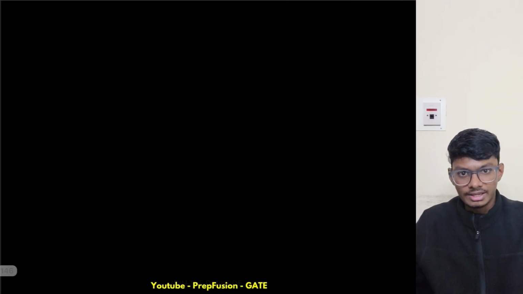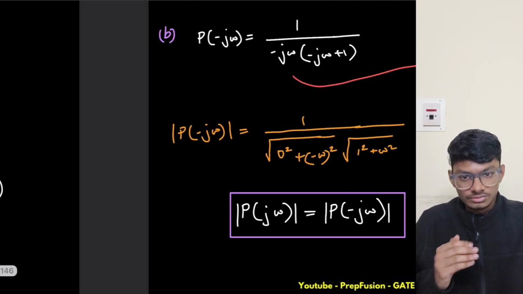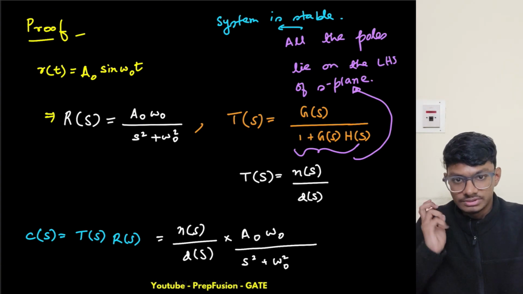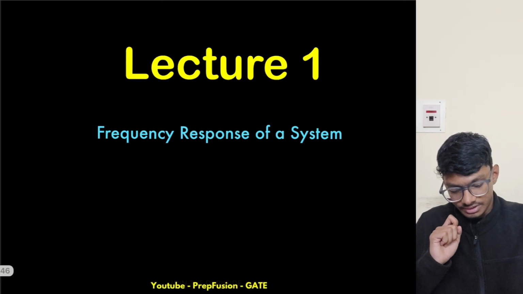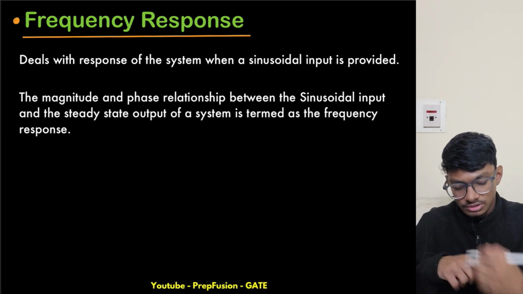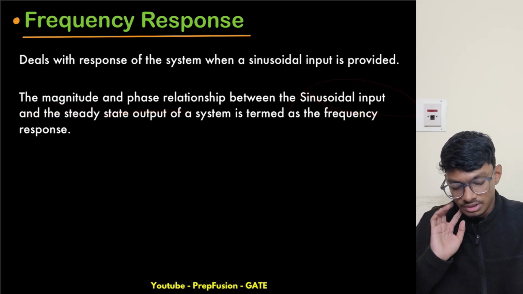So what was the main aim of this lecture? Basically to understand what frequency response is. Frequency response is the steady state response when we give a sinusoidal input to the LTI system, right? It deals with the response of the system when a sinusoid input is given. Now we got to know that there is a magnitude and phase relationship between the sinusoid input and the steady state output.